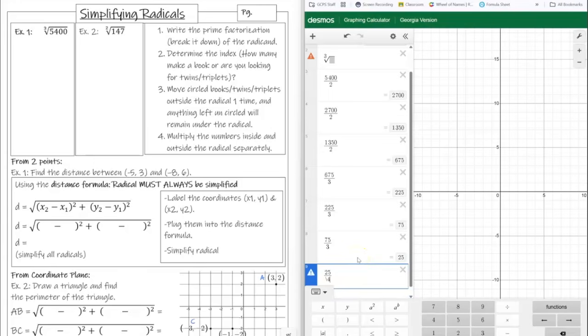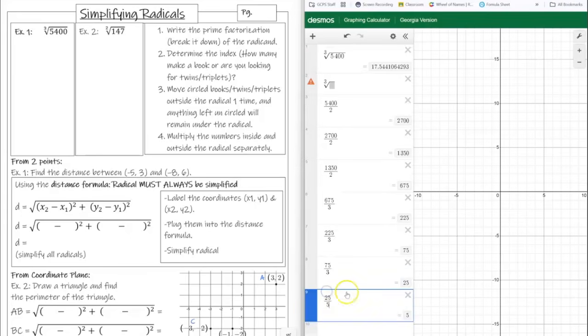So I move on to the next number, which is 4. That does not work because I get a decimal. Move up to the next number. And that does work. Now I cannot break down 5 anymore.